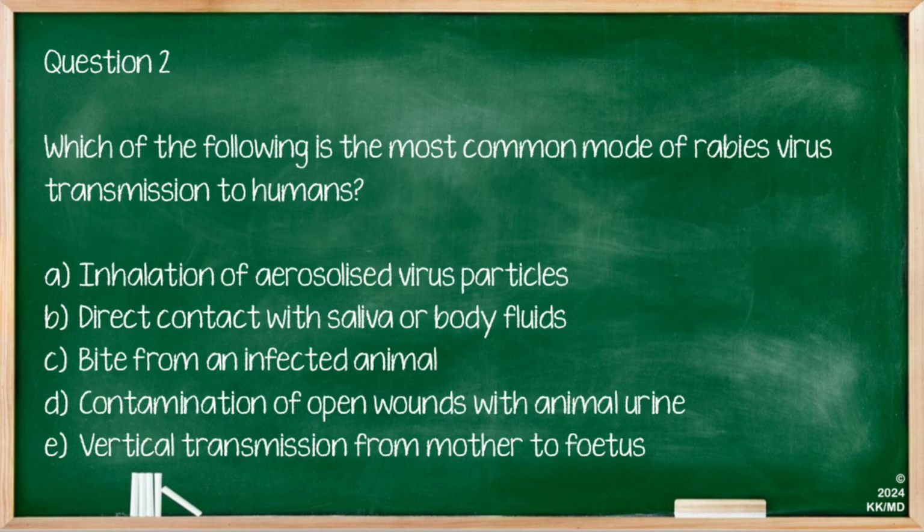So the options you've got are A, inhalation of aerosolized virus particles, B, direct contact with saliva or body fluids, C, bite from an infected animal, D, contamination of an open wound with animal urine, E, vertical transmission from mother to fetus. And this should be really straightforward for all of you. And the correct answer is going to be option C, which is the bite of an infected animal.